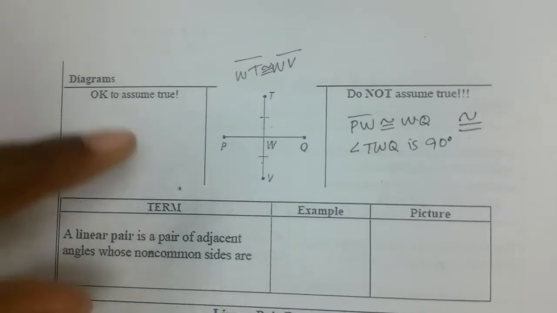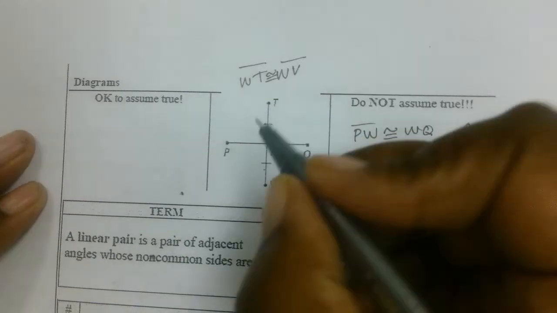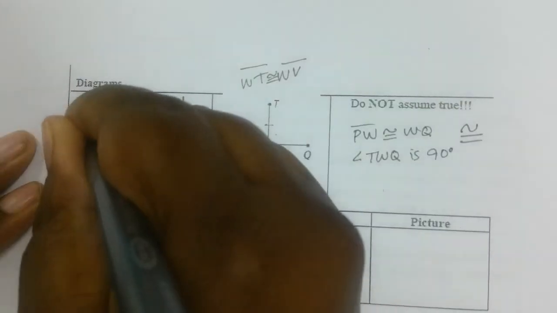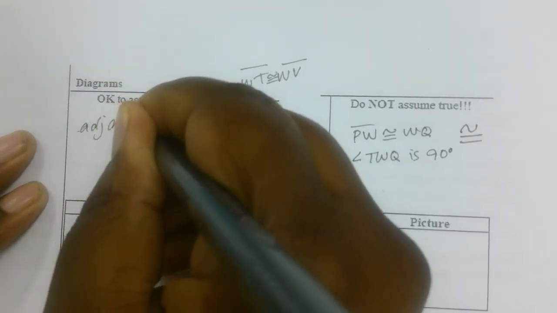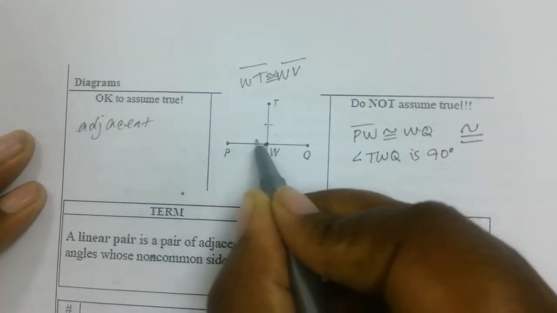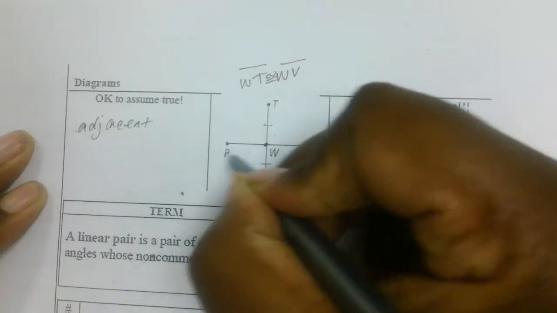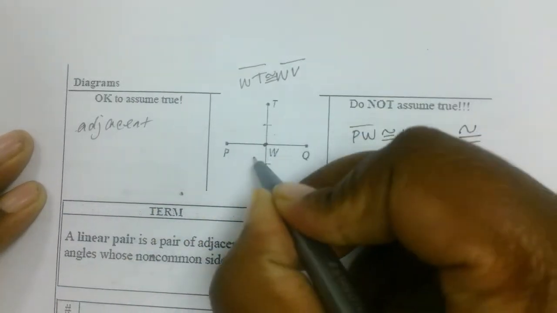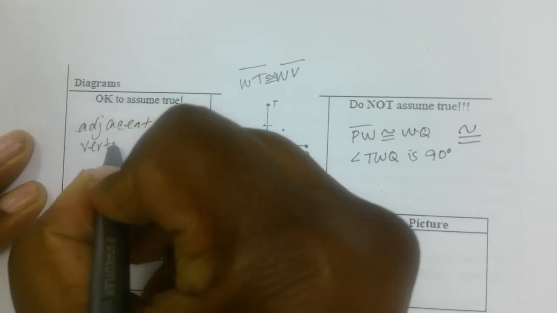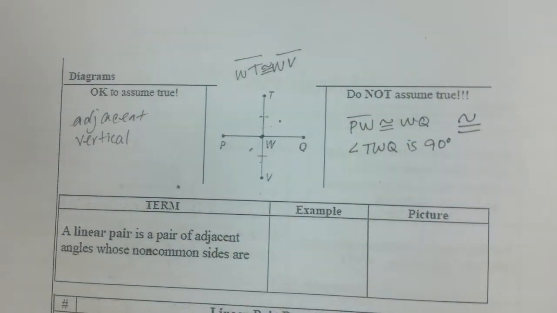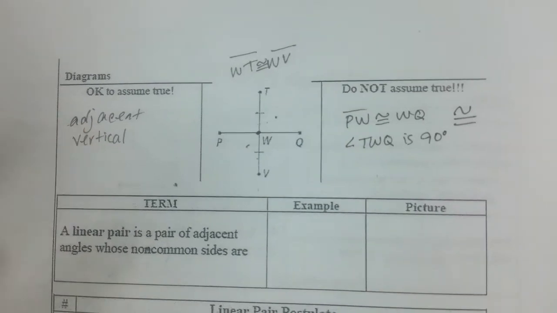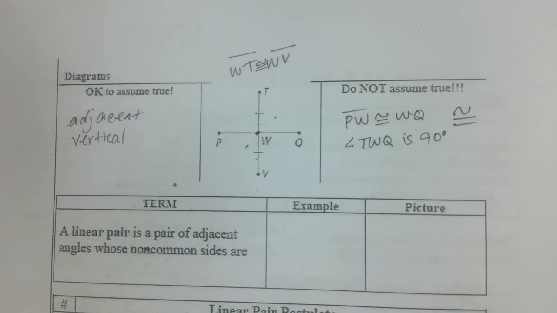But what we can assume, though, is if they look like they're adjacent, we can assume they're adjacent. So if they look like they're sharing a vertex and they look like they're sharing sides, we can say that they're adjacent. We can also assume that, okay, if it looks like these are two things crossing, we got that X, we can assume vertical angles are vertical angles. If it looks adjacent, you can assume that's adjacent. Those are okay to assume. But never assume that something's congruent unless they tell you it's congruent. Never assume that something is a 90-degree angle unless they tell you it's a 90-degree angle.